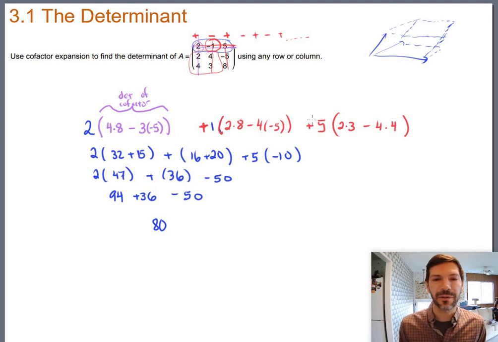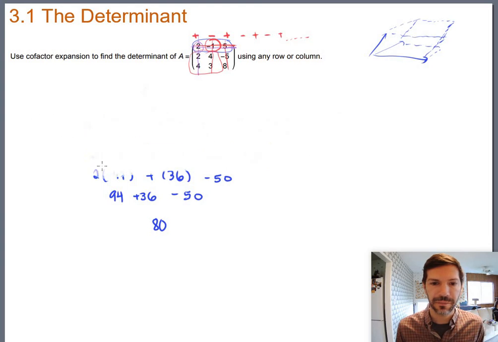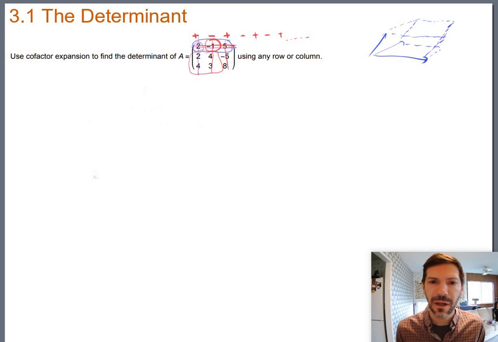Let me just point out that I claimed that the cofactor expansion works for picking any row or any column. So I want to just see if I can quickly do it again using a different row or column. So rather than that first row, let me just maybe pick the second column. So I'm going to choose to expand along the second column this time. So right here.